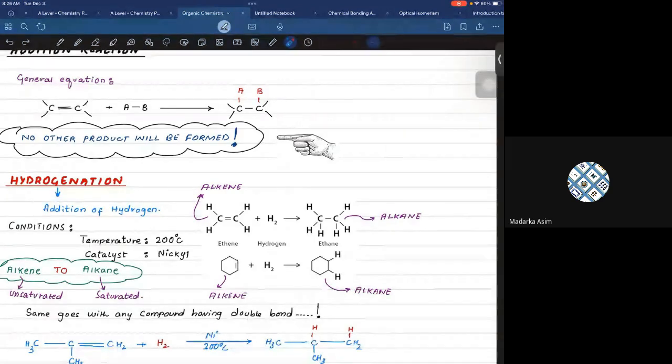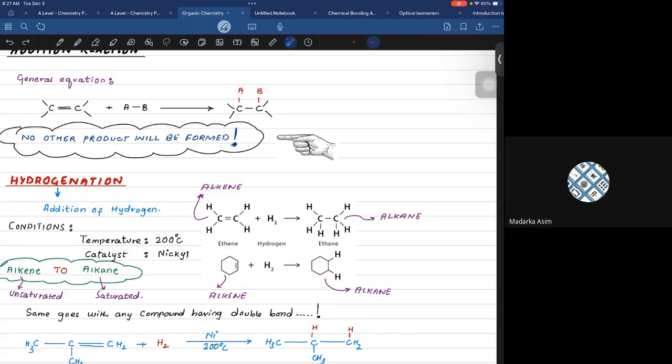So in short, I can say alkene to alkane. If you want to convert alkene into alkane, you are supposed to add hydrogen atoms in it. Then you should memorize the temperature. This is the mandatory condition that you need to provide, otherwise you cannot add hydrogen in alkene and you would not be getting an alkane.